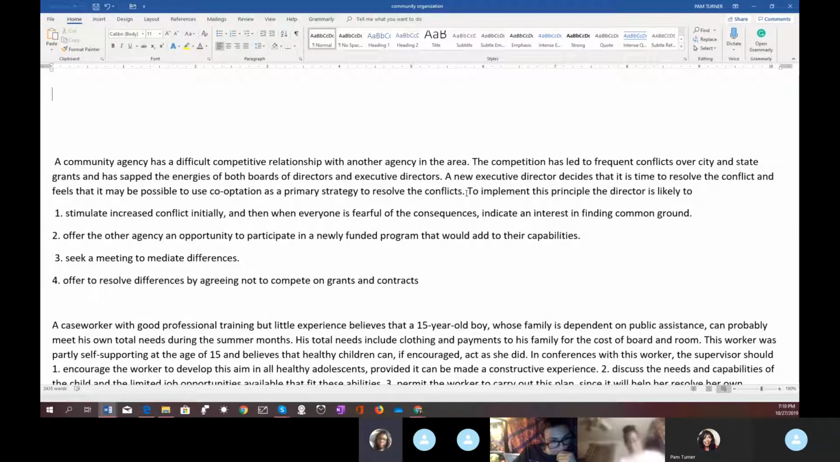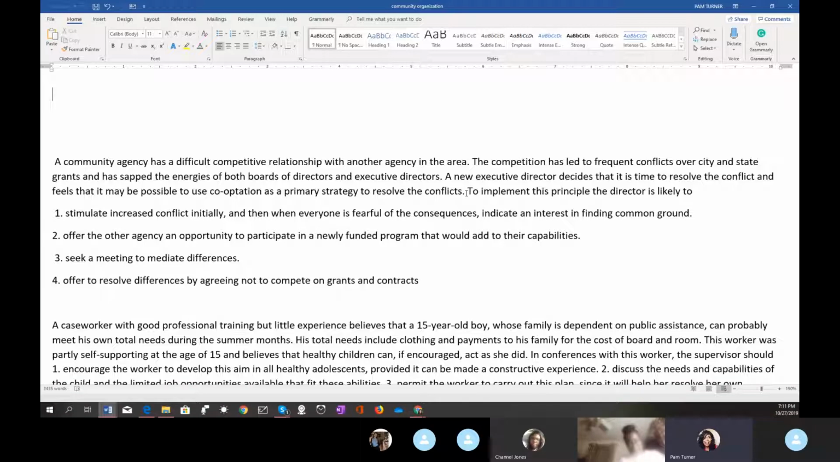So then it would be 3, right? Seek to mediate the differences. Okay, what are my other options? Let's see. Offer to resolve differences by agreeing not to compete on grants and contracts. Can't do that one. 1, stimulate increased conflict initially, and everyone who's fearful of the consequences indicates an interest in finding a common ground. Not it either. 2, offer the other agency an opportunity to participate in a newly funded program that would add to their capabilities. Okay, and the answer is 3. Try to seek to mediate.